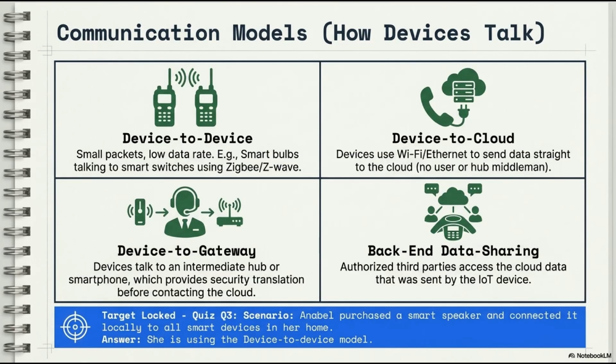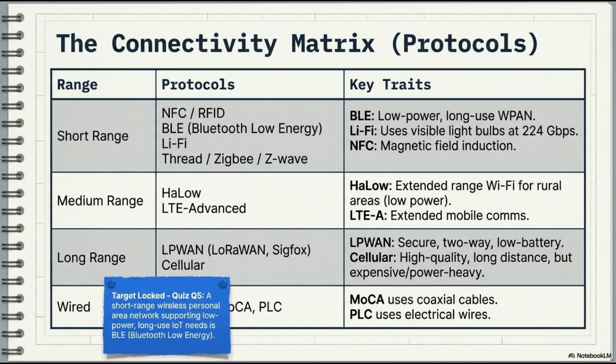Moving to slide 6, the connectivity matrix, protocols, categorizing by range. Yeah. Short range includes NFC, RFID, Thread, Zigbee, Z-Wave, Bluetooth Low Energy, and Li-Fi. Wait, Li-Fi uses visible light bulbs at 224 gigabits per second. Yeah, it's wild. It's incredibly fast, but obviously constrained by line of sight.